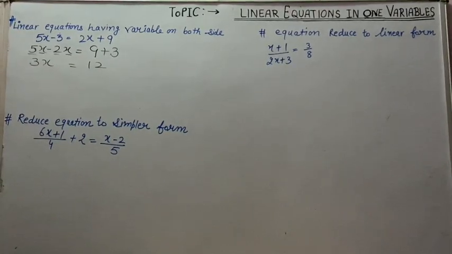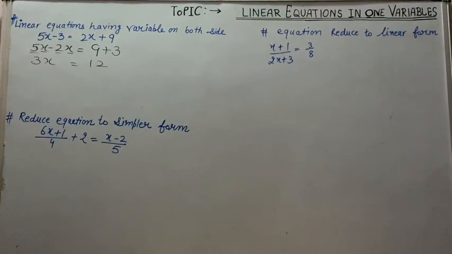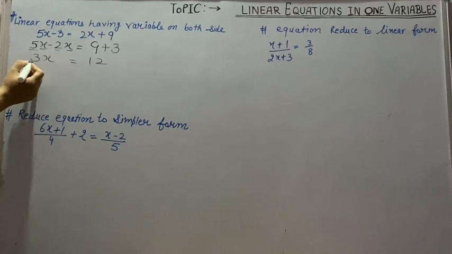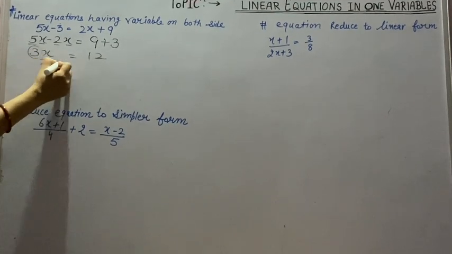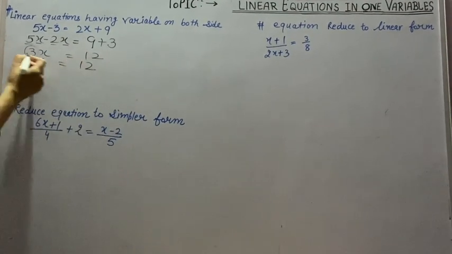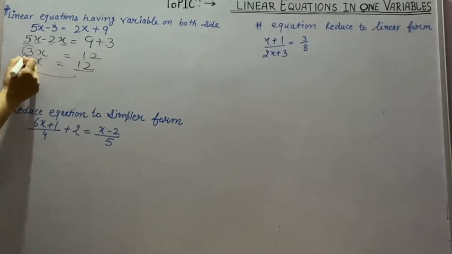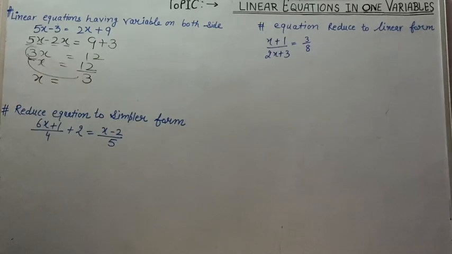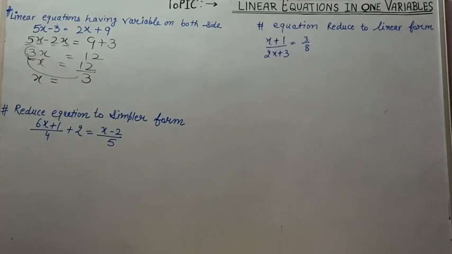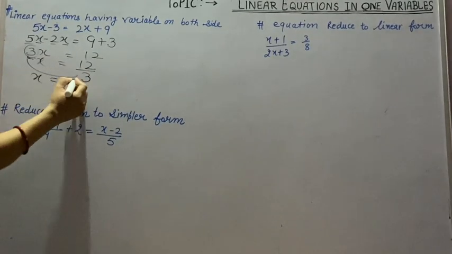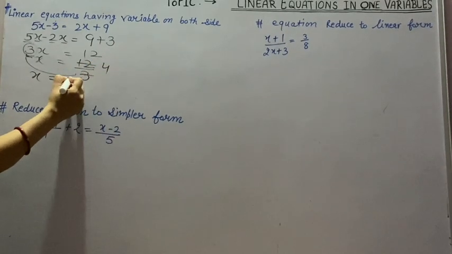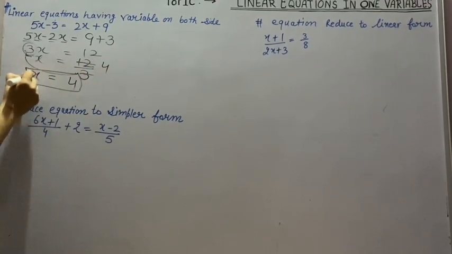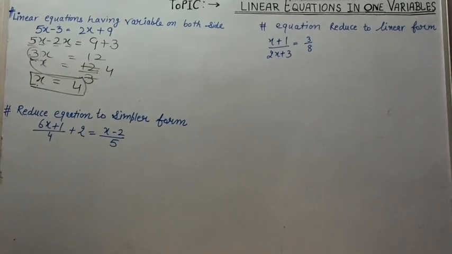Now we will solve this equation for x. When we solve this equation for x, take 3 on the right hand side. 12, 3, here it is the multiplication sign, and we take it on the other side in the divisor. 12 by 3, that means 3 fours are 12, x is equal to 4, which is our answer.